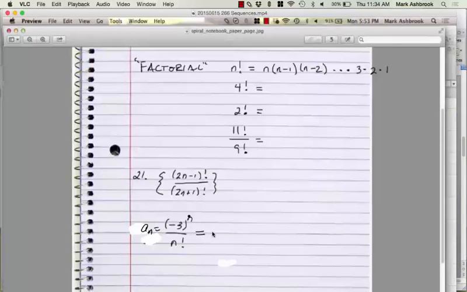Okay, so this one, let's expand out the top. So what does negative 3 to the n mean? Negative 3 to everything until negative 3? No, that's not what it means. Negative 3 to the power n means what? What does that represent? Negative 3 times itself n times.